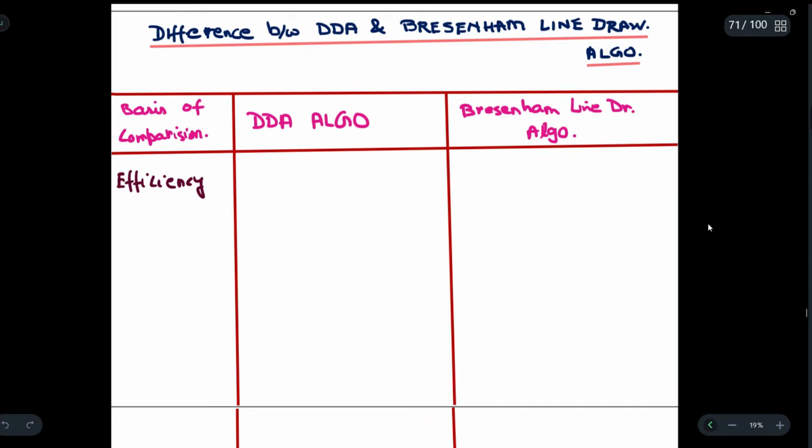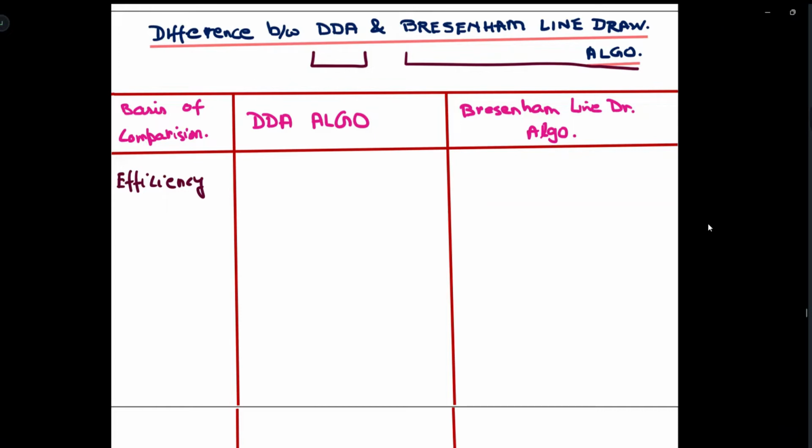Hey guys, so today we are going to discuss the differences between DDA algorithm and Bresenham line drawing algorithm. In my previous videos, I have already told you what DDA is and how we use the Bresenham line drawing algorithm in order to draw lines between 2 points. So now we are going to discuss the difference between the two algorithms.